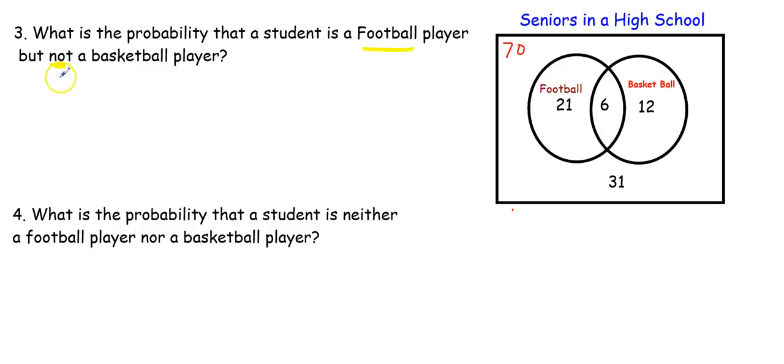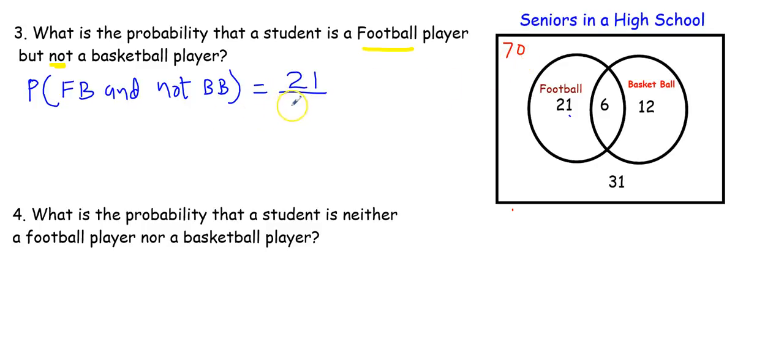Hence, I can write it in this way: probability of football players, let me put FB, and not basketball. So I have to look for those football players who do not play basketball. In the numerator, 21, and in the denominator I'll write the total number of students, which is 70.